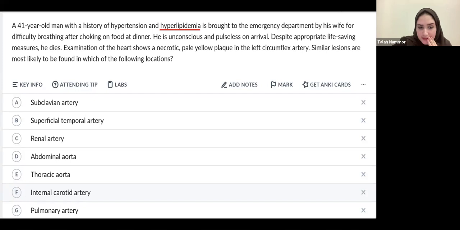He has hyperlipidemia. This shows that he has atherosclerosis. And the necrotic pale yellow plaque in the circumflex artery shows that this is due to atherosclerosis. So what is the most common place of atherosclerosis in the whole body? D. Okay. Do you think it's D? Does everyone agree?